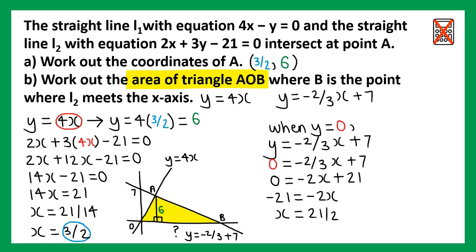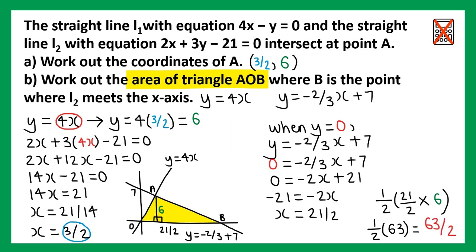From the origin to point B has been found to be 21/2, and therefore the area of the triangle can be found by doing a half of the base, 21/2, multiplied by the height of the triangle. This would be a half of 126/2. 126/2 is 63, and a half of 63 can be written as 63/2 to give me my final answer.